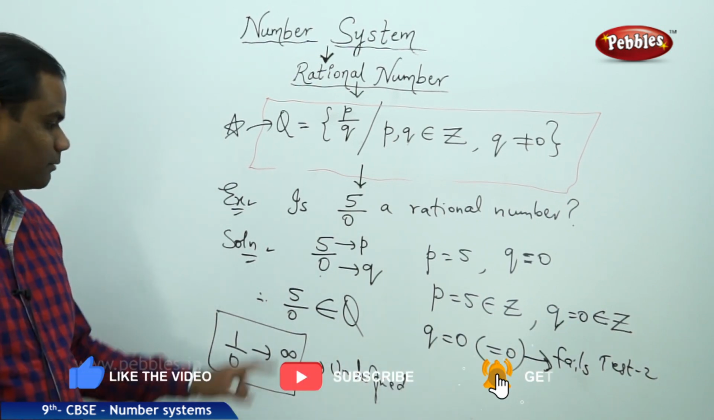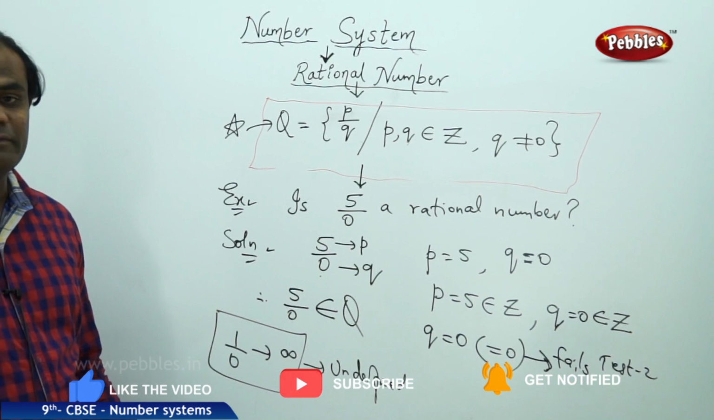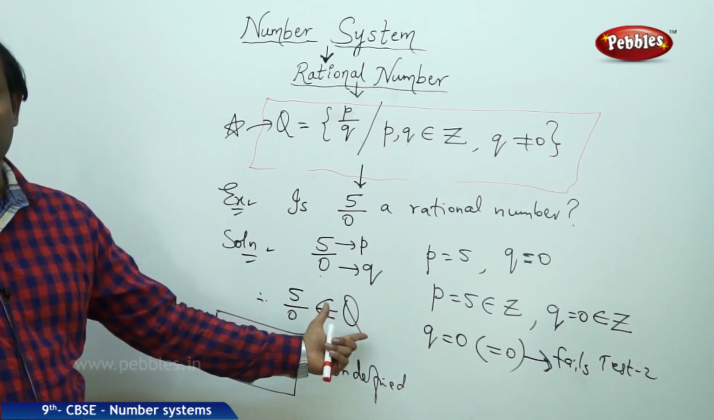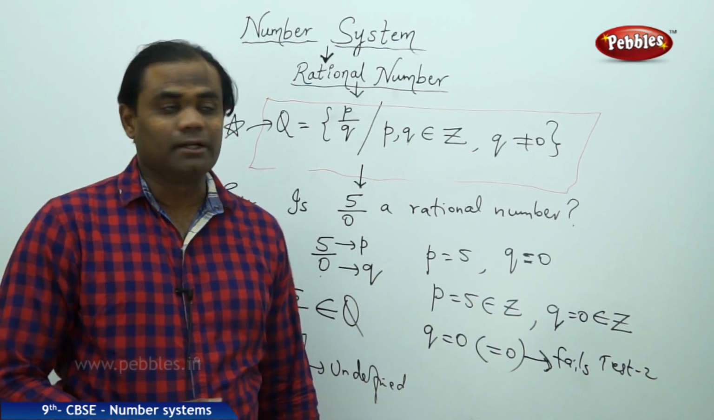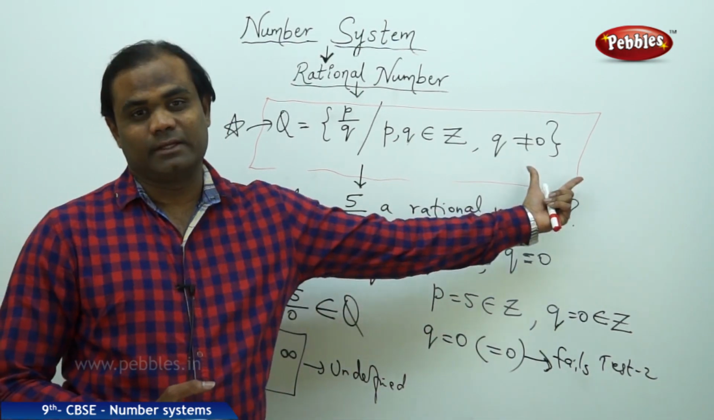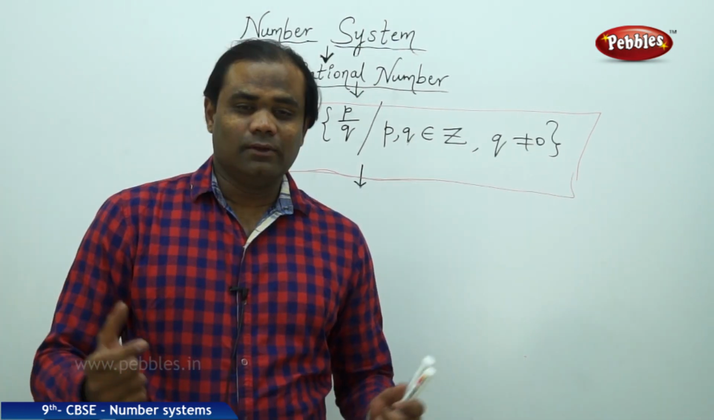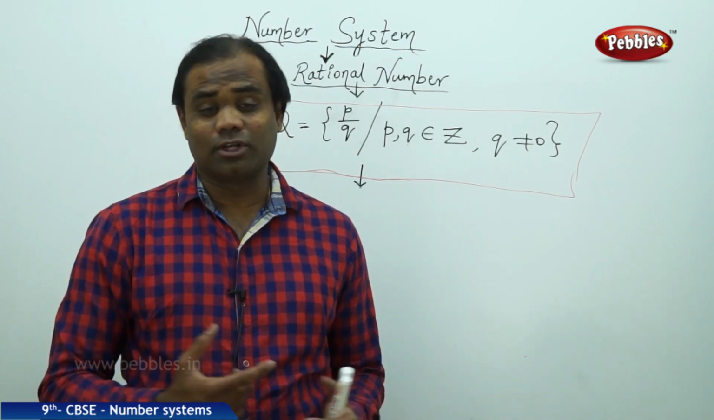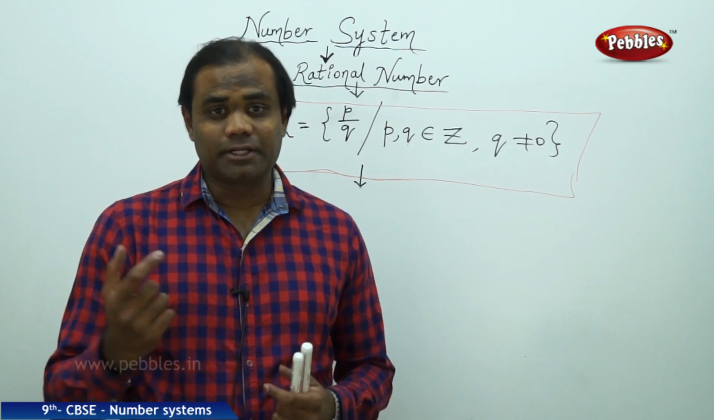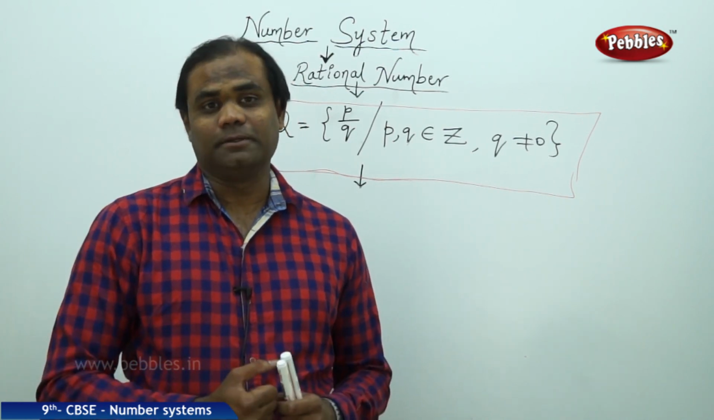And therefore 5 by 0 is undefined, which tends to infinity, and it is not a rational number. This is decided through test number 1 and test number 2. Now let's take an example of a fraction which involves roots to understand rational numbers more deeply.